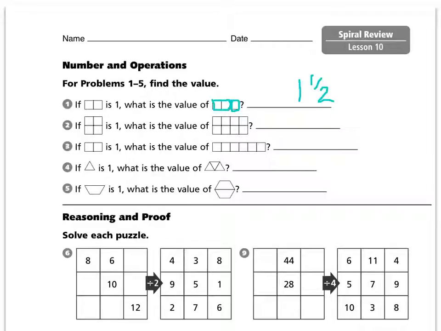If 4 blocks equals 1, what is the value of 8 blocks? There's 1, 2. If 2 blocks is 1, what's the value of 6? 1, 2, 3. If 1 triangle is 1, what's the value of 3 triangles? 3. If 1 trapezoid is 1, what's the value of 2 trapezoids? So this would be 1, 2.